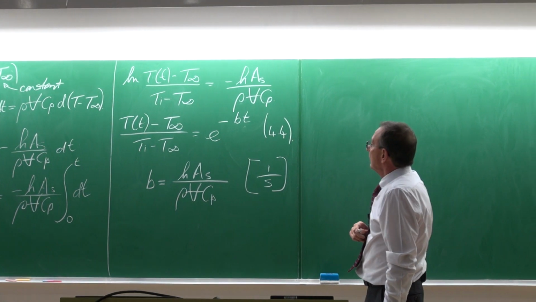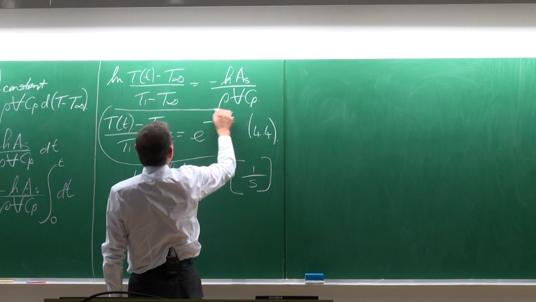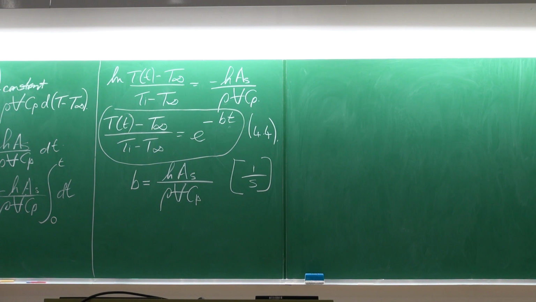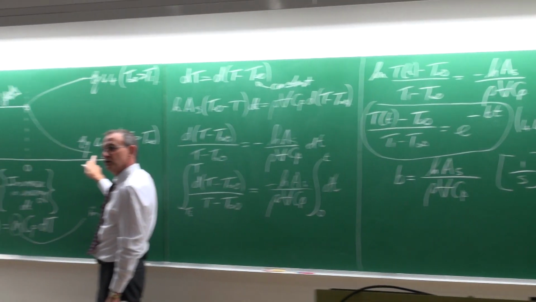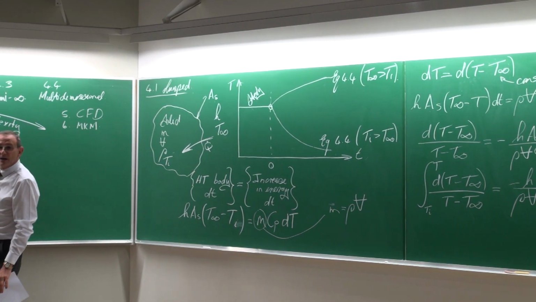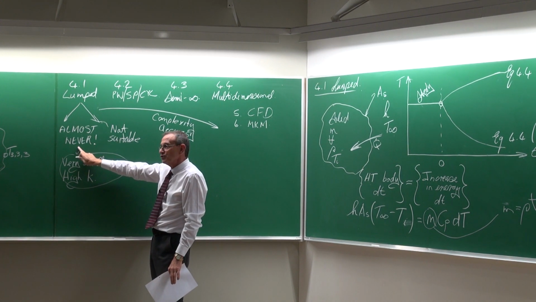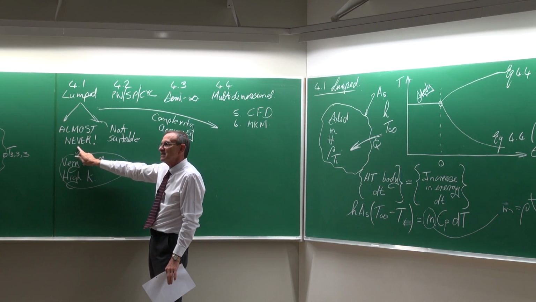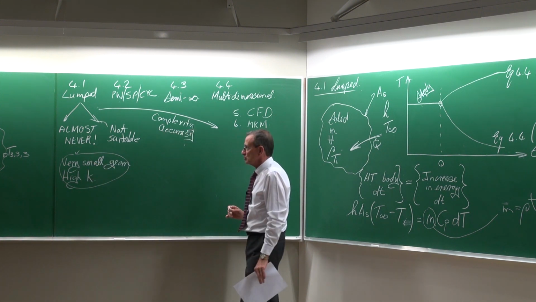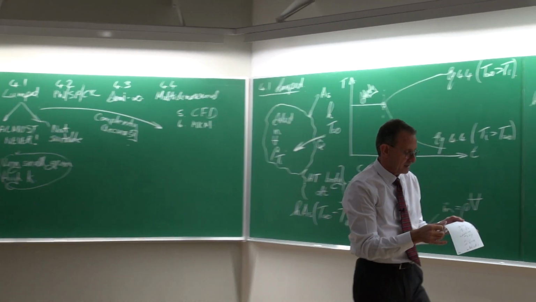Okay, so this is the lumped system solution, showing what the temperature in the body will do as a function of time. Take note, I say that this approach can almost never be used. Okay, so it is the simplest possible approach. Normally it can only be used for very small geometries and high thermal conductivities.